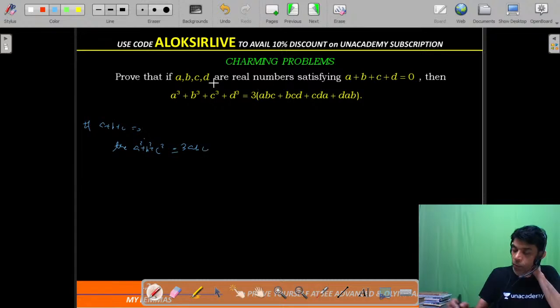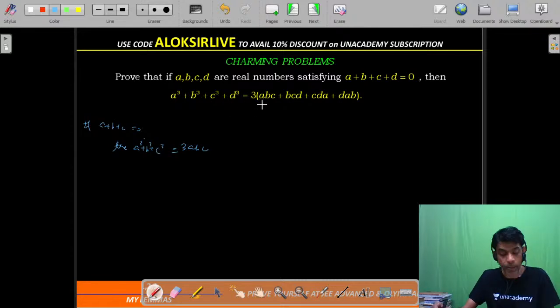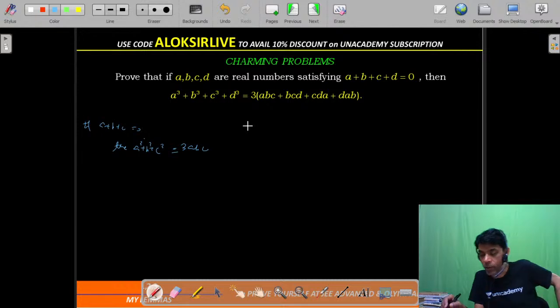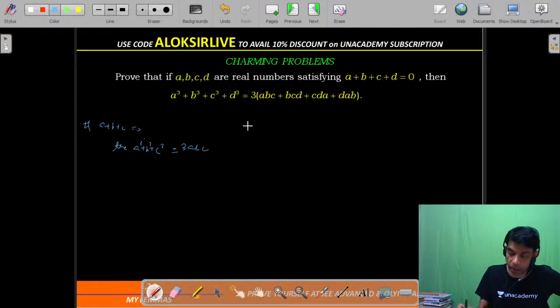It is just an improvement on this. Now there are 4 numbers. And you are saying that the sum of cubes of these 4 numbers is 3 times their product taken 3 at a time: abc, abd, bcd, and cda. This looks okay. Looks good actually. So I can prove it like this.